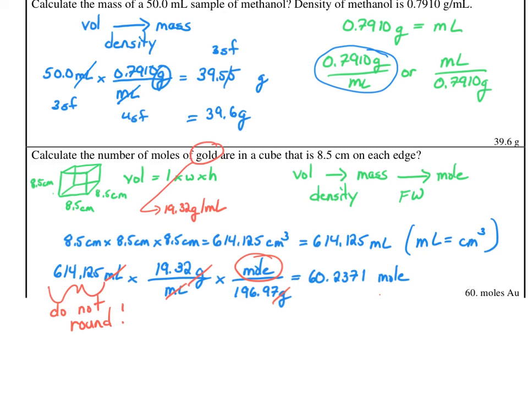Now we want to go back and consider all the numbers that went into this final result. Sig figs will be limited by the dimensions of the cube. These numbers went in to generate our volume, so our limit on sig figs is 2. So with 2 sig figs, we can write our answer either as 60. moles, or if we want to write in scientific notation, we can write 6.0 times 10 to the first moles.